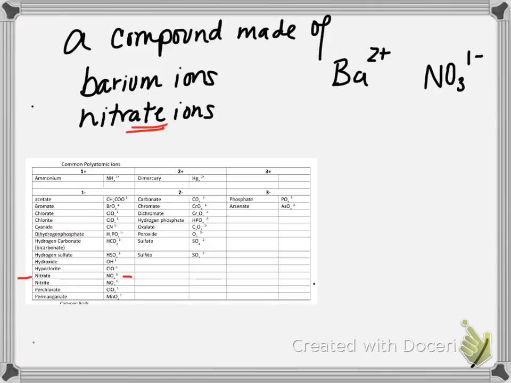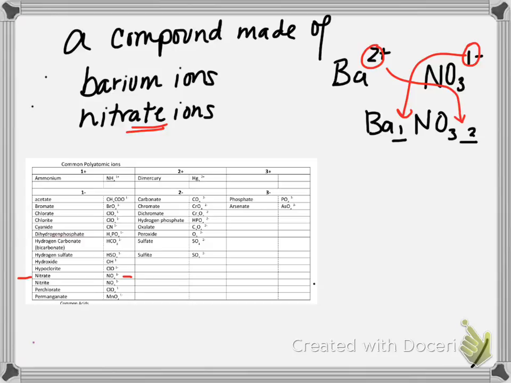So we'll do our crisscross, which gives us something like this. We have to be very careful here, and this is where those parentheses come in real handy. So we'll clean that up, get rid of the 1, and we have something that's often spoken as Ba(NO3) 2 times. That is the correct formula for barium nitrate.